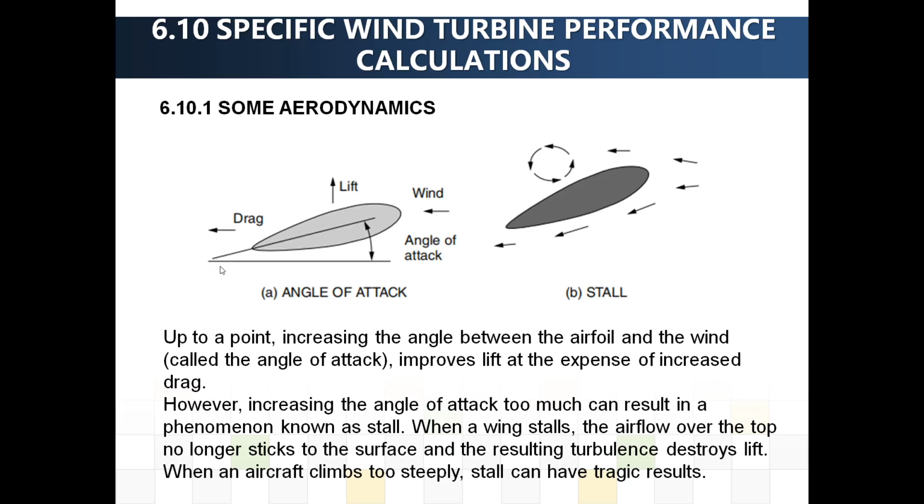Up to a point, increasing the angle between the airfoil and the wind improves lift at the expense of increased drag. However, increasing the angle of attack too much results in a phenomenon known as a stall. When a wing stalls, the airflow over the top no longer sticks to the surface, and the resulting turbulence destroys lift. When an airplane climbs too steeply, stall can have tragic results.